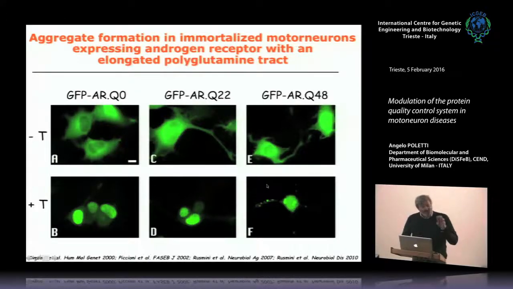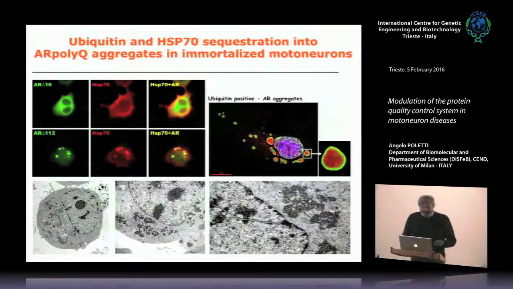And you can follow these aggregates easily in many ways. These aggregates contain HSP70, an indication that the PQC, protein quality control system, is altered. They contain ubiquitin, which is a signal to send proteins to the proteasome, so maybe the proteasome is impaired.